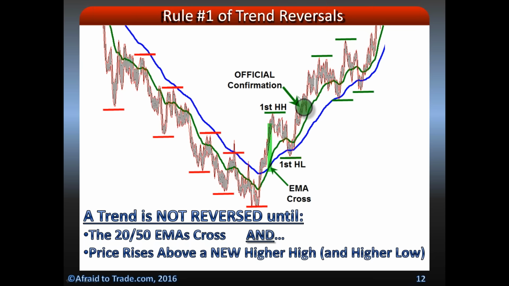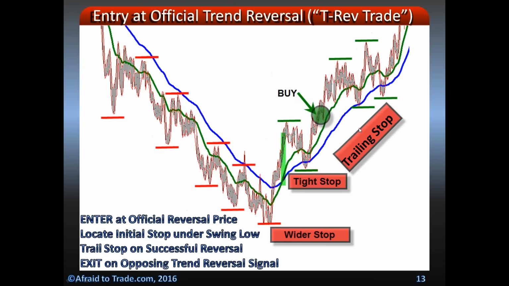They're the pullbacks that occur after a trend has been officially, using the weight of the evidence model, Martin Pring again, reversed. And just in terms of simplicity, it's higher high, higher low, EMA cross, take it out, buy the pullbacks. And we call this a T-Rev. It's a trade you can take.